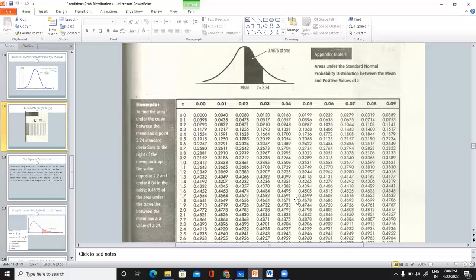How you calculate the 1.75? Suppose z value is 1.7. So 1.7 we see in this leftmost part.